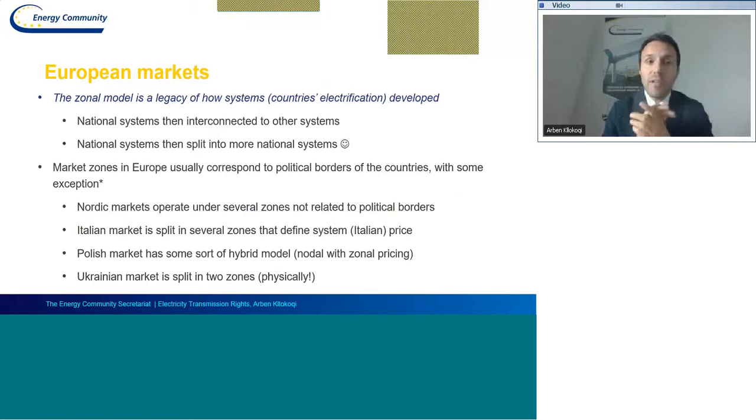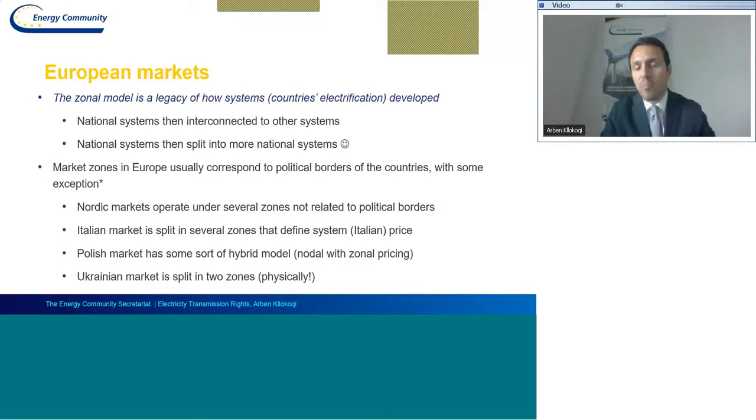Now, European markets are zonal markets, and this is a legacy of how the systems developed, the country's electrification. There are either national systems which were then interconnected to other systems, or national systems that were split into more national systems. There's a smiley there because in our contracting parties, the latter is more the case. All our contracting parties, except Albania, were part of bigger countries, and therefore from the systems point of view, they were part of bigger zones, but then they were split into smaller zones.